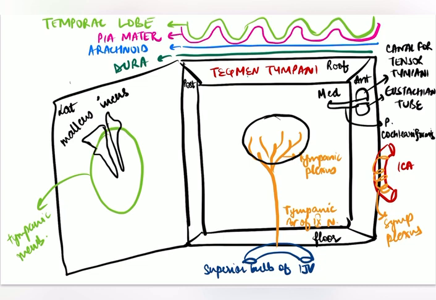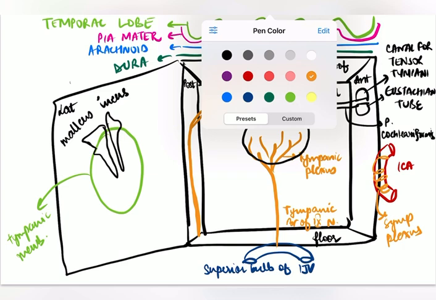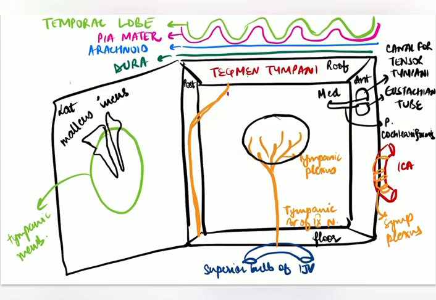Talking about the posterior wall. From the roof arises a nerve, not a nerve, rather a canal. This canal has two parts. This is the canal that I'm drawing. It has two parts. A horizontal part. So this is the horizontal part and a vertical part. The vertical part is present in the posterior wall.